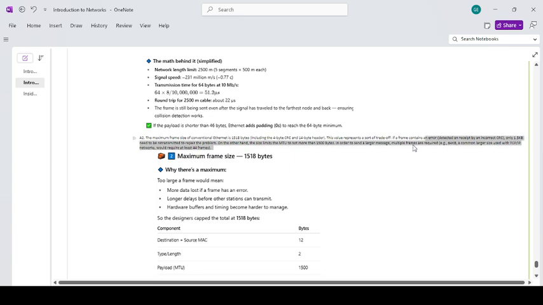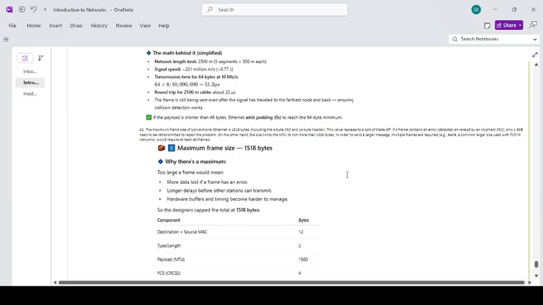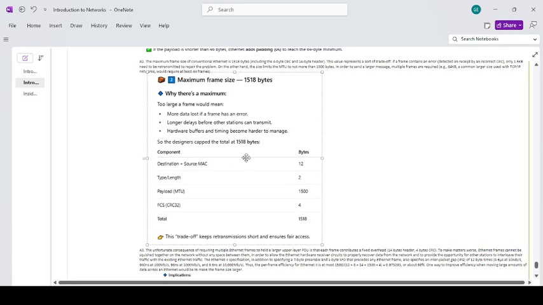This value represents a sort of trade-off. If a frame contains an error detected on receipt by an incorrect CRC, only 1.5 kilobytes need to be retransmitted to repair the error. That's why there's a maximum. On the other hand, the size limits the MTU to not more than 1500 bytes. In order to send a larger message, multiple frames are required. 64 kilobytes, a common larger size used with TCP/IP networks, would require at least 44 frames. So for 64 kilobytes, we are actually dividing that into 44 frames.